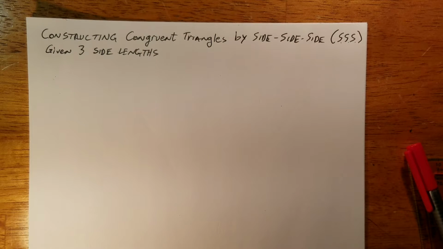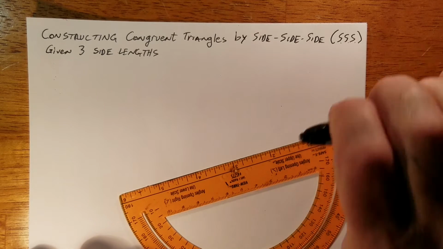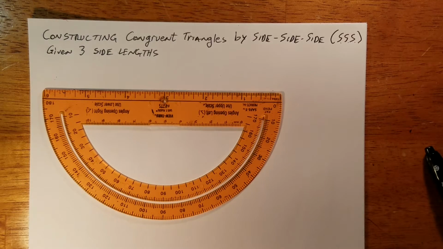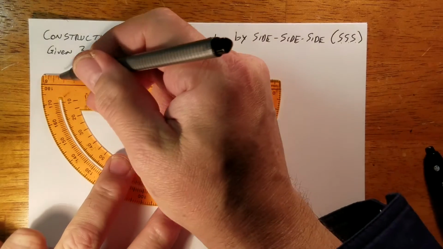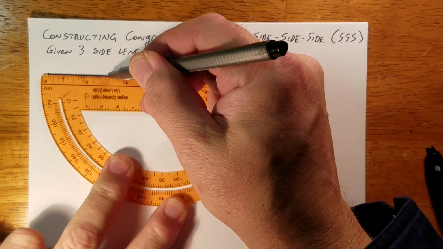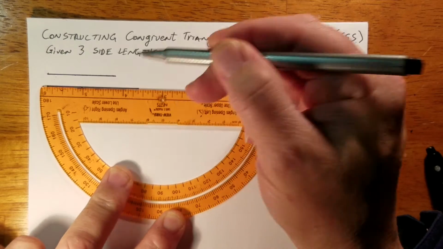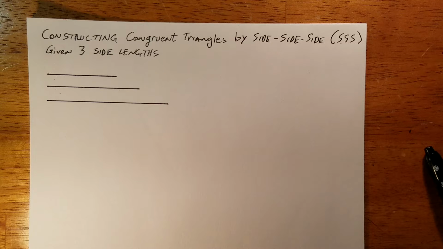Constructing congruent triangles by side, side, side, given 3 side lengths. So in this video, what I'd like to do is produce 2 triangles that are congruent by copying 3 given side lengths. So I'm going to just draw some random lengths here, which I will then copy and paste to make 2 triangles that will be congruent.